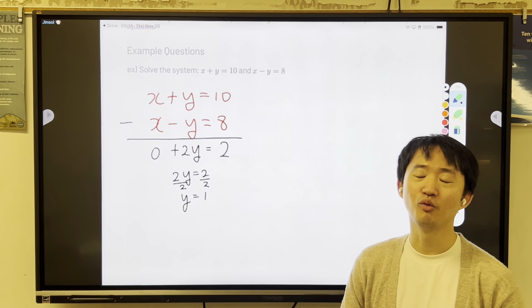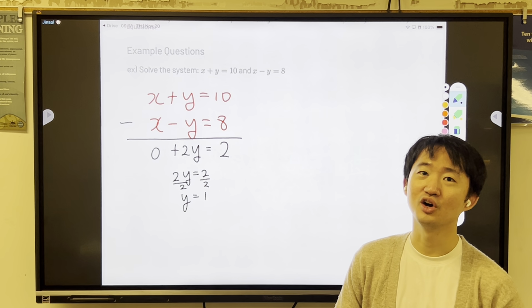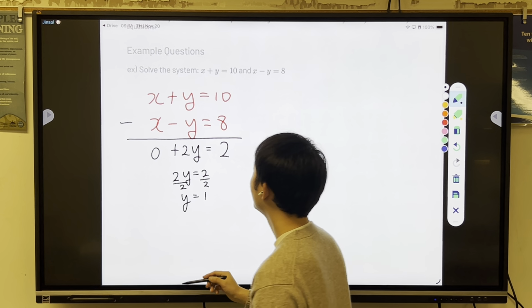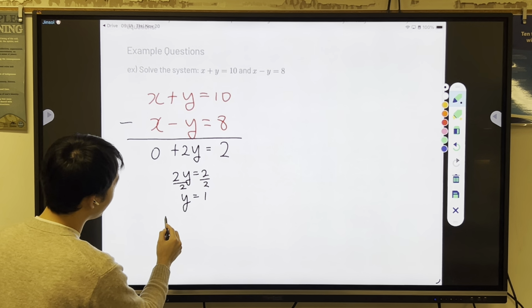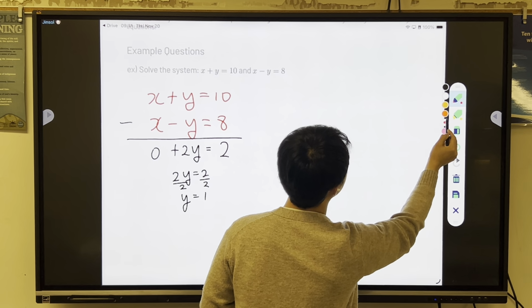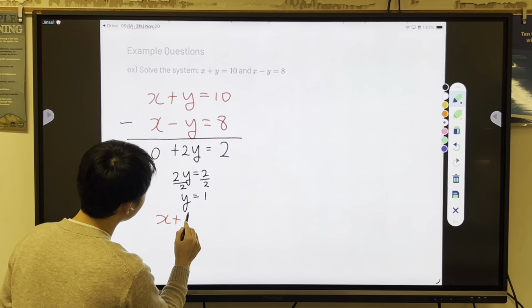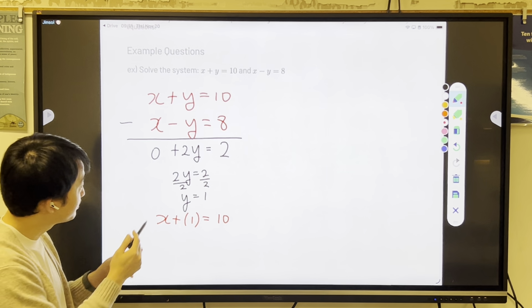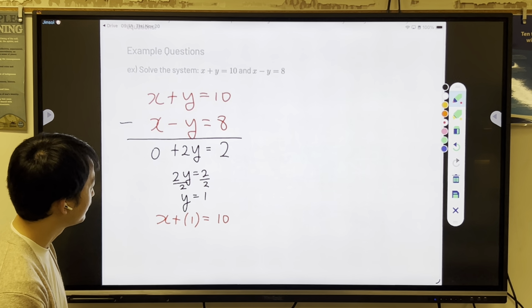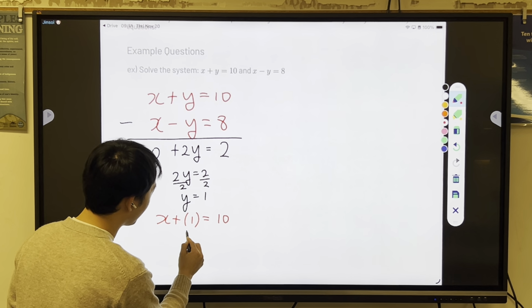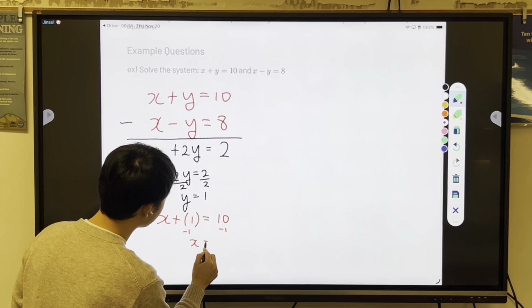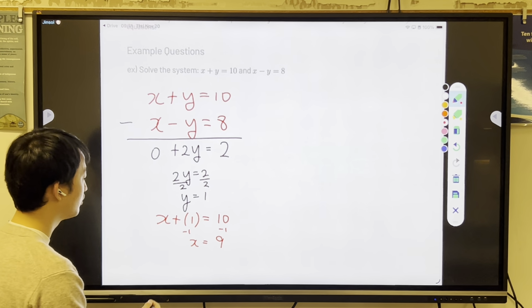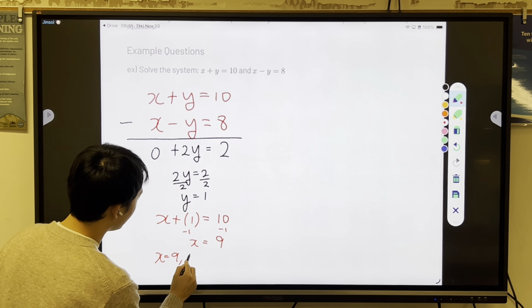At this point, I have solved one of the variables. Now I need to go back and solve the other variable. I can use either of the equations; I'm just going to use the first one. So I have the equation x plus y equals 10, but I do know that y can be replaced with 1. I'm going to substitute the y value into the equation using brackets here. Then I can do minus 1 on both sides, so x equals 10 minus 1, which is 9. My final answer would be x equals 9 and y equals 1.